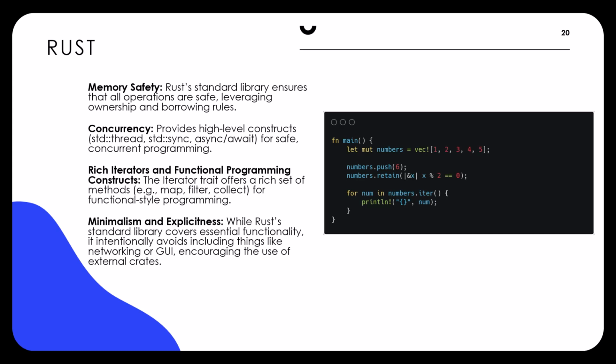Rust's standard library is focused on memory safety and includes high-level constructs for concurrency, like std::thread, std::sync, and async/await. It has a variety of functional programming tools like iterators, map, filter, and collect, but it's also intentionally minimal, relying on external crates for extended functionality.